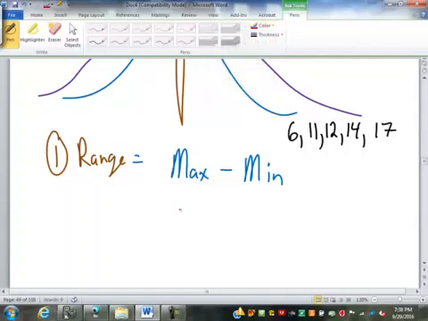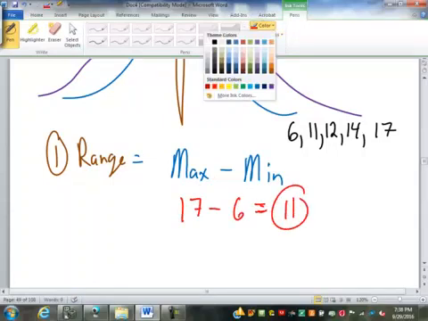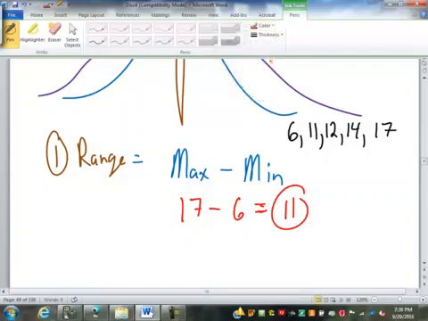My range is going to be what? 17 minus 6, which is 11. So there's a range of 11. Any questions? Okay. Now the thing is, I can have two data sets that have a range of 11, look very similar, but very different spread.